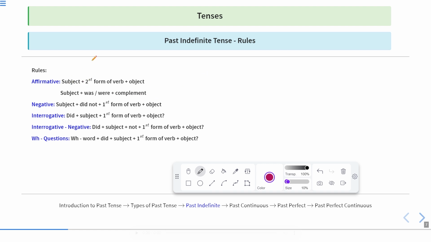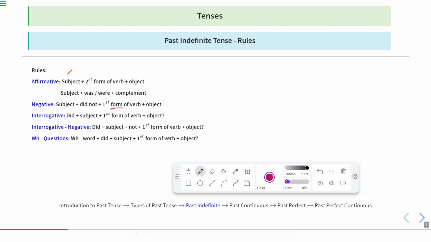Now the rules are very simple. You have already covered present indefinite rules. Present indefinite rules are similar to past indefinite rules except the verb form. In the present tense, we had verb first form, but in the past tense, we'll have verb second form. Also, when we write did, that is the second form of do. After did, we'll write only the first form. So past can be converted only once. The rest of the verbs will be according to the same pattern.